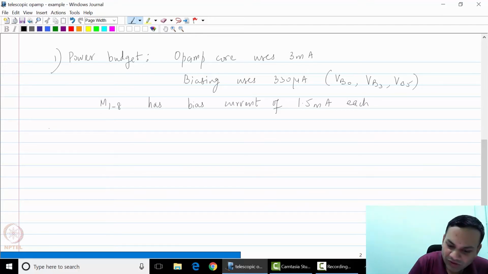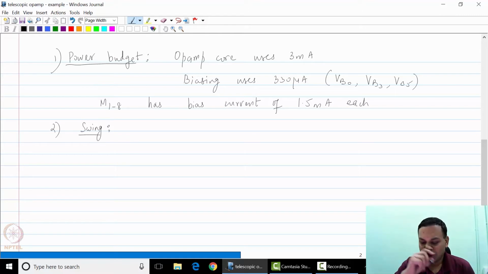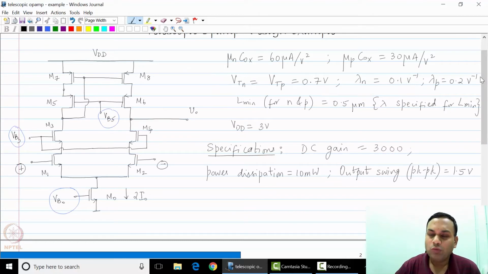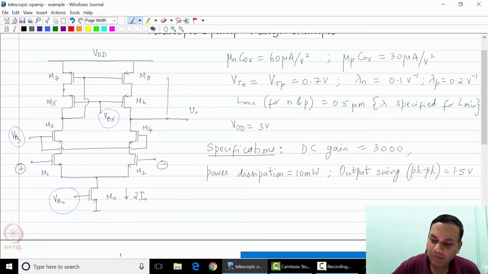So the next step is to look at the output swing. The output swing is going to tell us what the VDSAT of each transistor is going to be. Let us assume the cascodes are biased such that you have maximum swing possible in the circuit. In which case the output voltage can swing up by a certain amount and swing down by a certain amount.